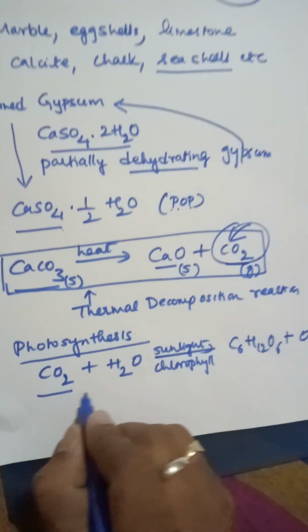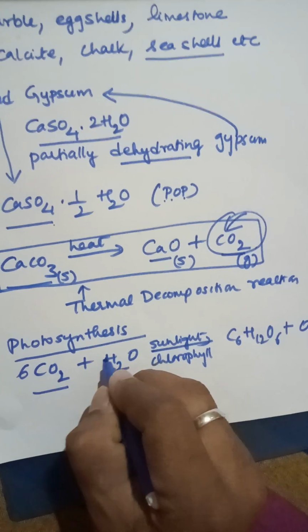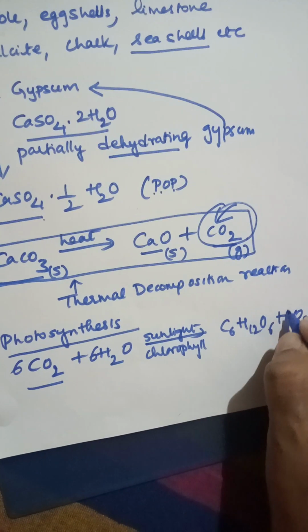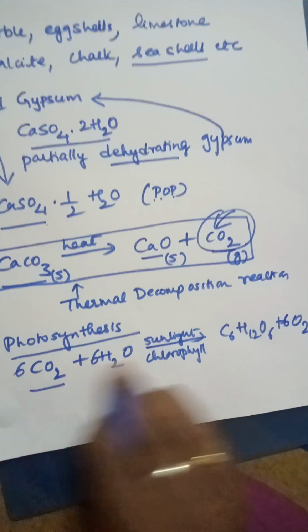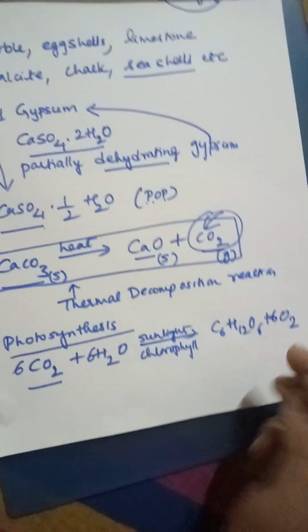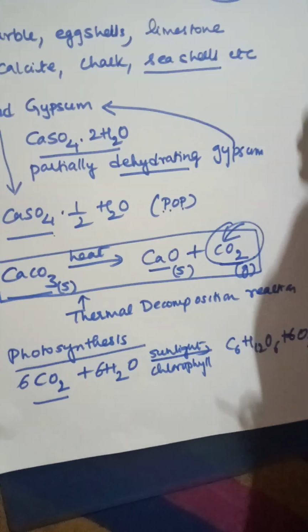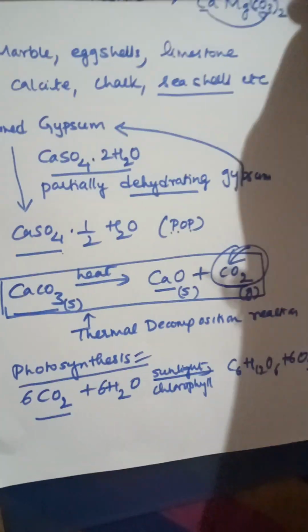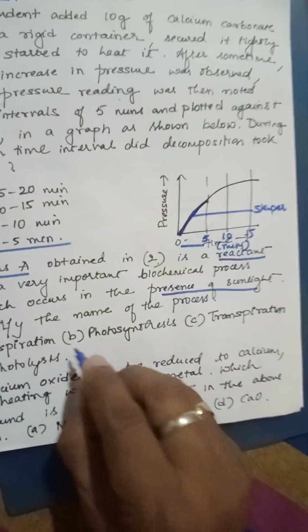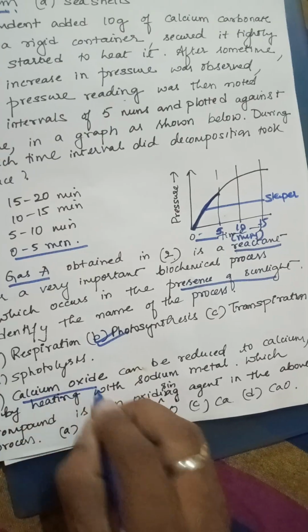I have already made a video on how to balance chemical equations. In simple terms, you can just remember: put 6 everywhere except in front of the product glucose. So this is the balanced chemical equation. Anyway, they are interested in knowing the name of the process, and the name of the process is photosynthesis.